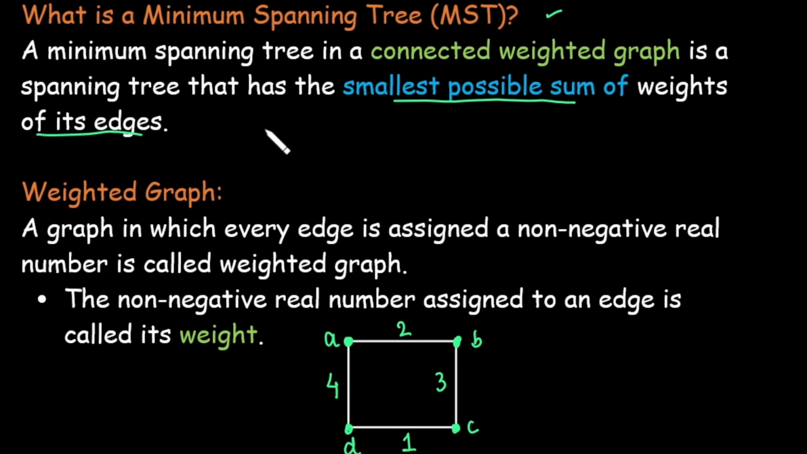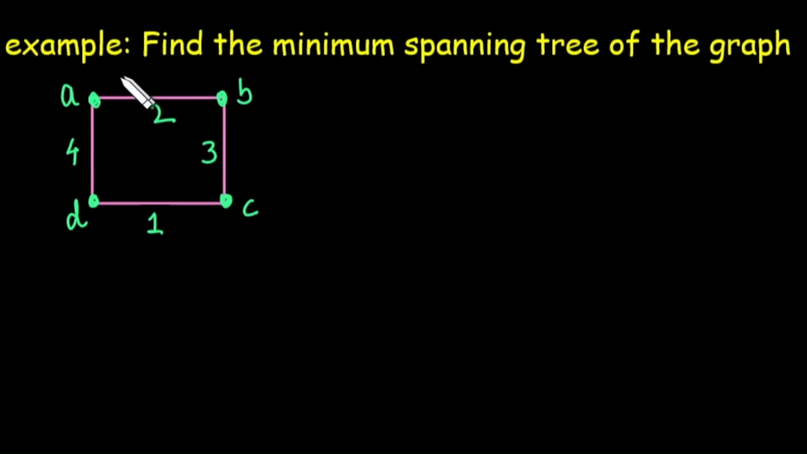After that, we will calculate the total weight by just taking the sum of weight on the edges, and the spanning tree in which we get a minimum weight is called a minimum spanning tree. Let's understand by an example. We need to find the minimum spanning tree of this graph. So first we will find all the spanning trees for this case.